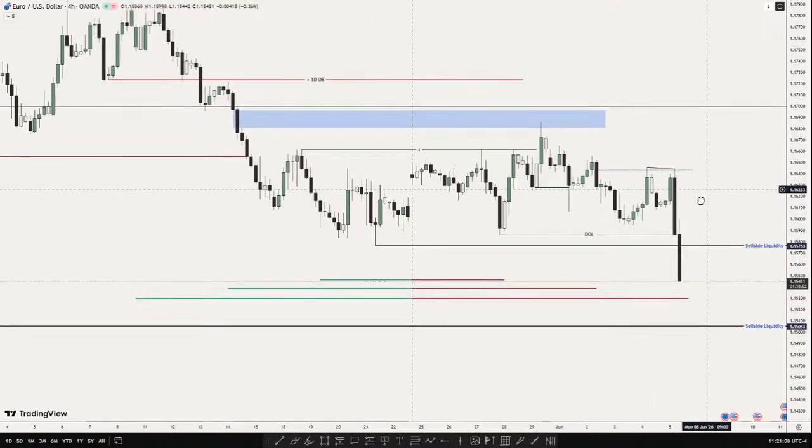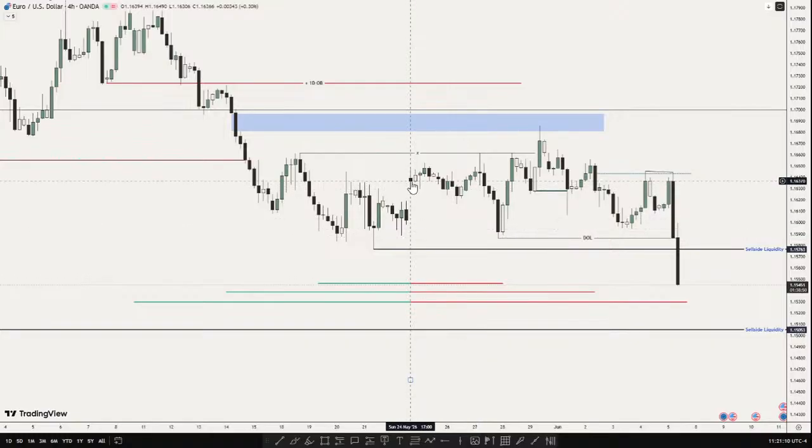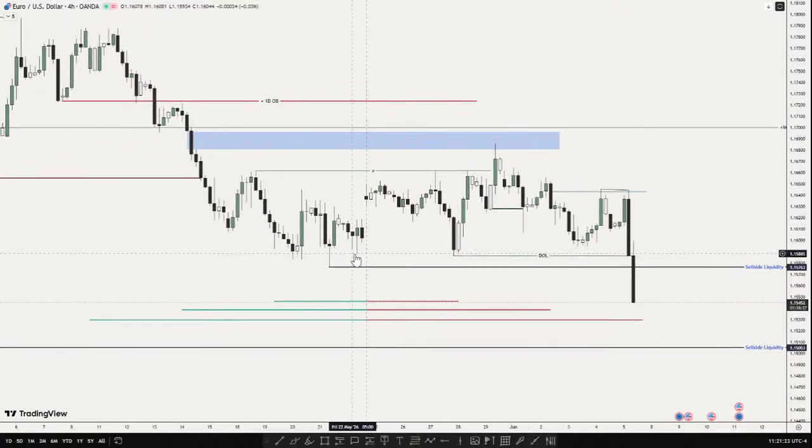So what price did was, price started the previous week and it created double tops. It moved down from the double tops, took out this minor sell side and did not take out this sell side liquidity.